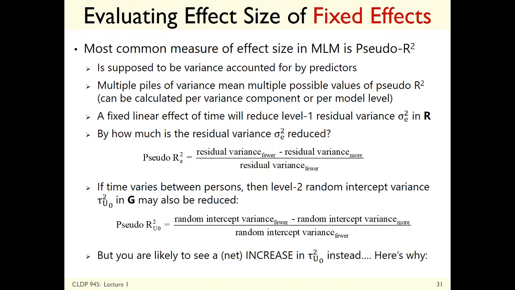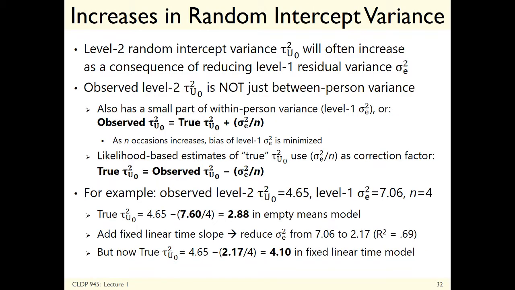So if you add time, and time is a level 1 variable, it should make the residual variance go down. If it makes the residual variance go down, it will also make the random intercept variance go up. So pseudo R square for the random intercept will be negative. It's a consequence of how these two things are estimated together. The random intercept that you get on your output is not just the between variance. It's the between variance that's been corrected for how much of it SAS thinks is due to chance, due to level 1 fluctuation.